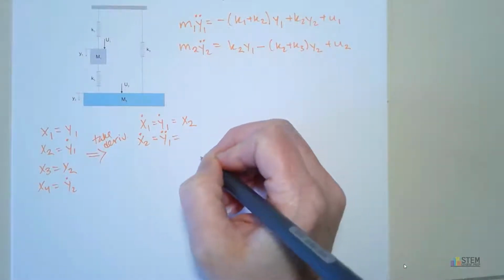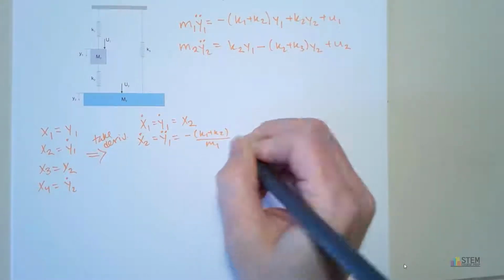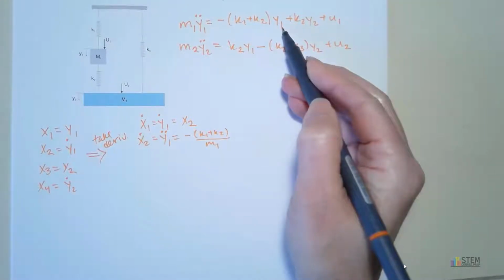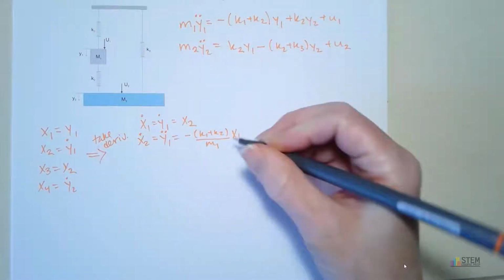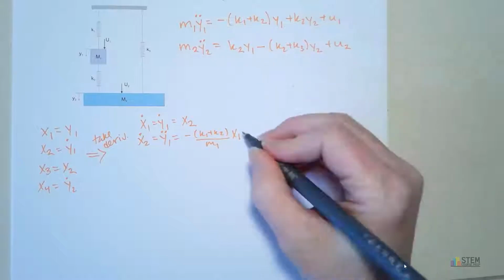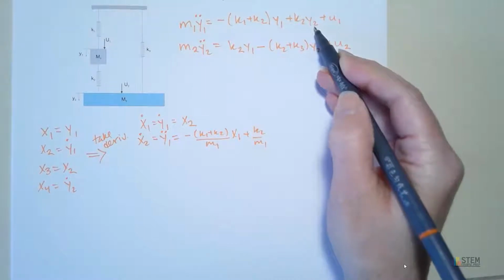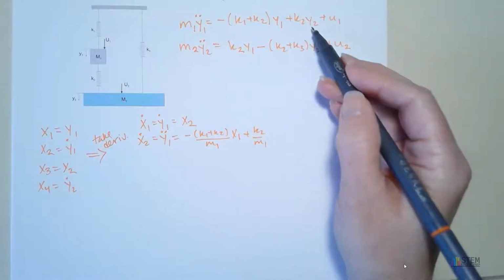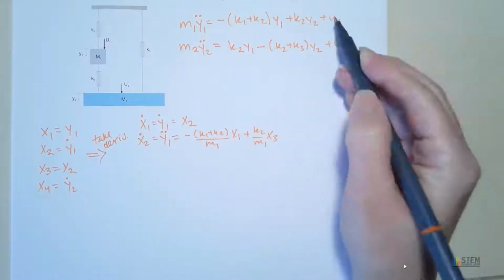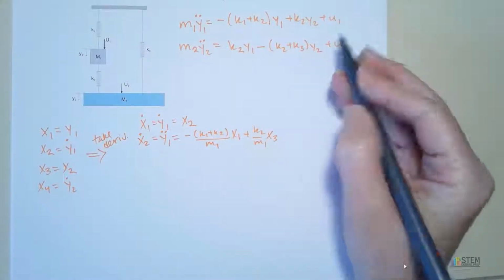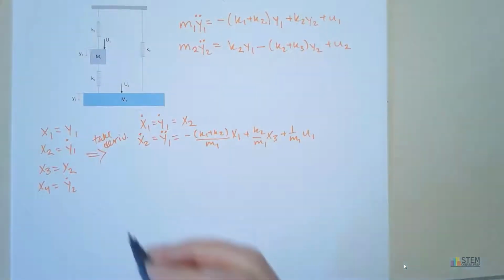And then let's write out our equation. So we're going to have the negative k1 plus k2 over m1. This is multiplied by y1. So we want to replace that with our state variable, so x1. And then next we are going to have k2 over m1. Now we have y2. Well, I don't want to use y2 in this equation. I want everything in terms of my state variables. So y2 is x3. And then finally we're going to have 1 over m1 times u1.